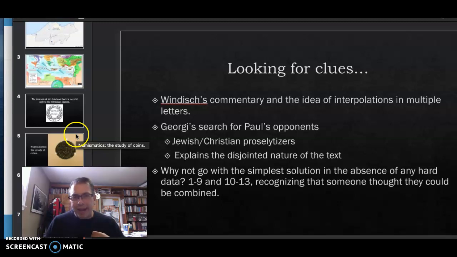Georgi further explained the disjointed nature of the text by an appeal to these kinds of proselytizers, missionaries, Jewish and or Christian missionaries. What's the problem? The problem is that the evidence is so uneven. And while almost everybody will admit the evidence into discussion, once you scrutinize it more closely, there are a lot of questions about it. So let me give you a couple pieces of evidence that have been used, and then I'll show you how that can be troublesome.